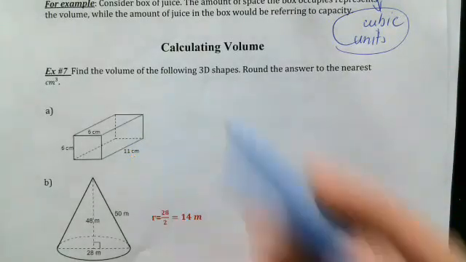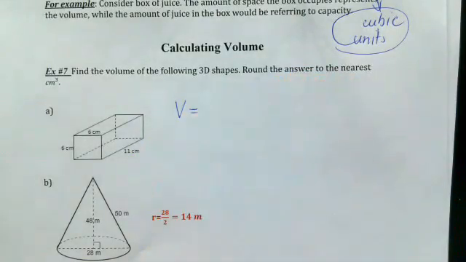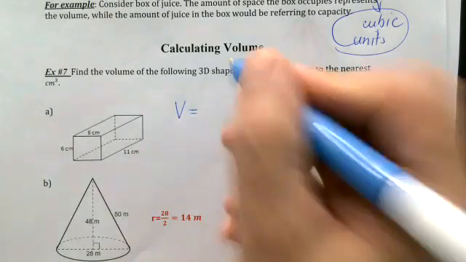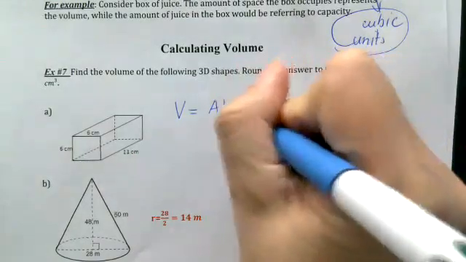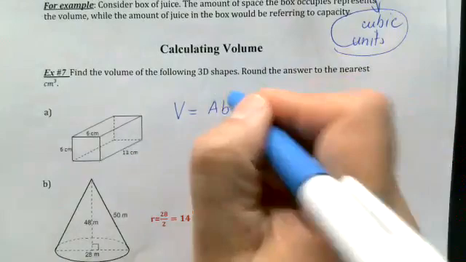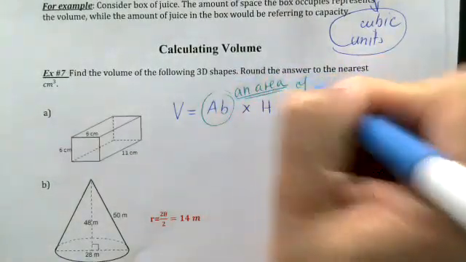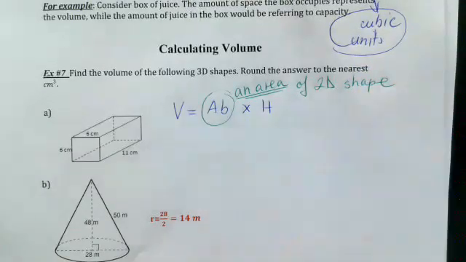rectangular prism again, volume. Now, a general formula for a rectangular prism or for a prism in general, you take the area of the base and you times it by the height. But the area of the base, we're careful, it's an area of a two-dimensional shape. So depending what the base is, you got to calculate the area of that base.